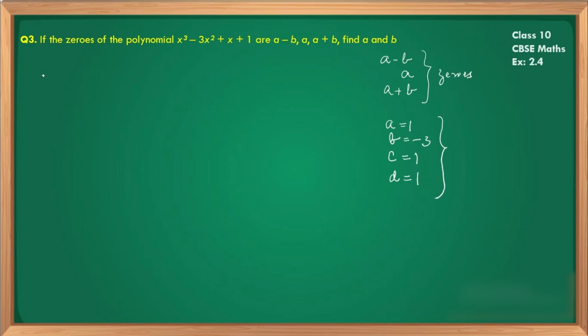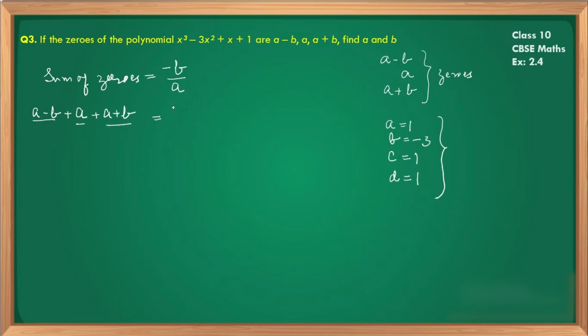We know the sum of zeros is equal to minus b by a. Here b and a refer to the coefficients of the polynomial. Now sum of zeros, we have to add all the zeros given. These are the given zeros. So let us add all these one by one. First zero is a minus b, then add another zero a, and then add the third zero a plus b. This is one zero given in the question. This is the second zero, and this is the third zero.